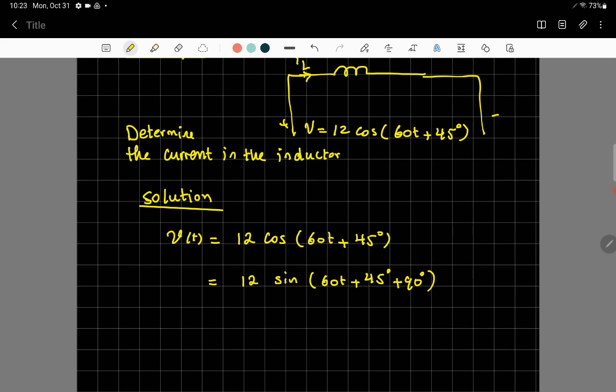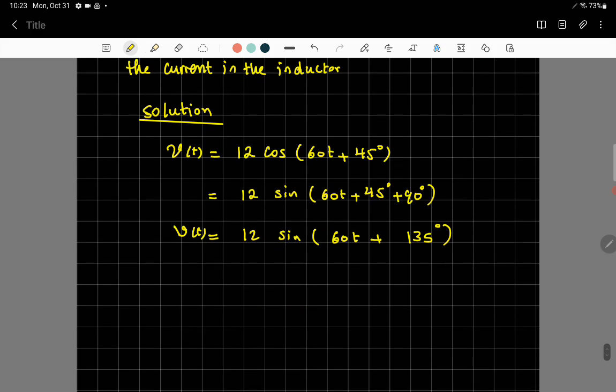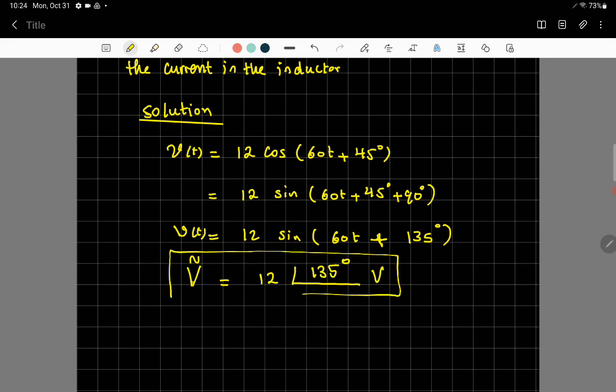And there is a table I gave you last lecture on how to convert from cosine to sine, okay? All right. Why am I doing that? So I can express it as a phasor. The voltage equals 12 sine 60t plus, you have 45 plus 90, will be 135 degrees. I didn't do the phasor yet. Convert this to a phasor now. The voltage will be equal to 12. You don't put the frequency, just put the angle. The angle here is plus 135. This is the voltage across the inductor.